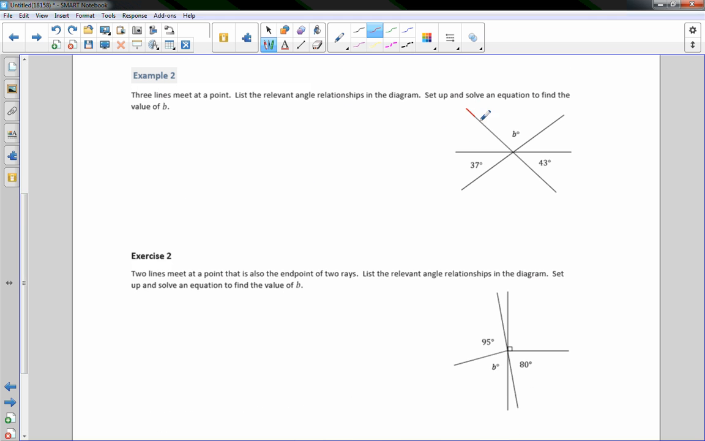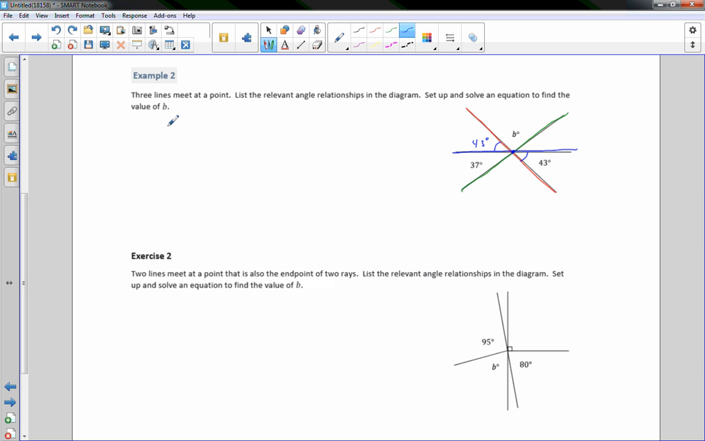So what they're saying is you've got this red line here, you've got this line here that I'll highlight in green, and let's make this one blue. So there's 3 lines that meet at this point. List the relevant angles relationships in the diagram. Well, the red and blue form vertical angles. So they're congruent, and therefore this is also 43 degrees. So that was the first thing I had to do.